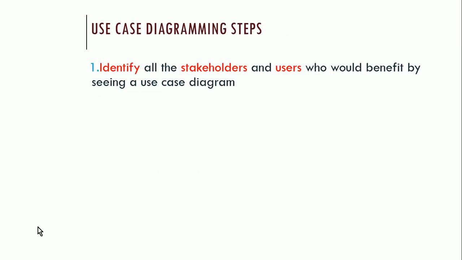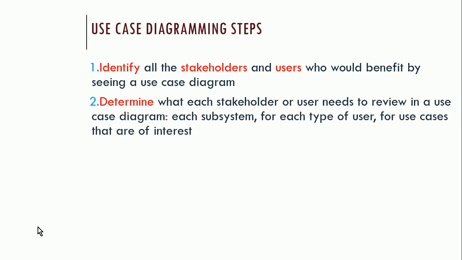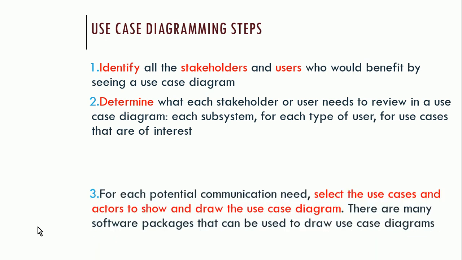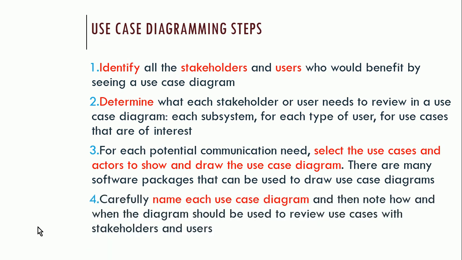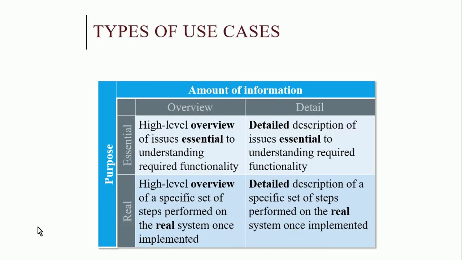So as far as the steps for doing a use case diagram, you're going to identify all of your stakeholders and users who benefit from seeing a use case diagram. Then you're going to determine which stakeholder or user needs you have to show on the use case diagram. You're going to select the use cases and actors to show and draw the use case diagram, and then you're going to name each use case diagram. So the long and short of it here is that you're going to have not just one use case diagram, but you'll probably have a whole bunch of use case diagrams.